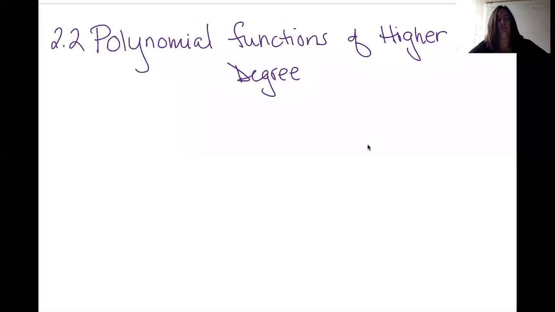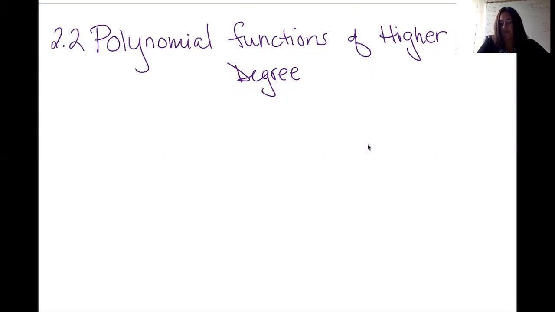Hello, I just wanted to give you a short introduction for your 2.2 homework on polynomial functions of higher degree. So of higher degree usually means higher than 1. So it's not linear. It could be quadratic, it could be cubic, so on and so forth.